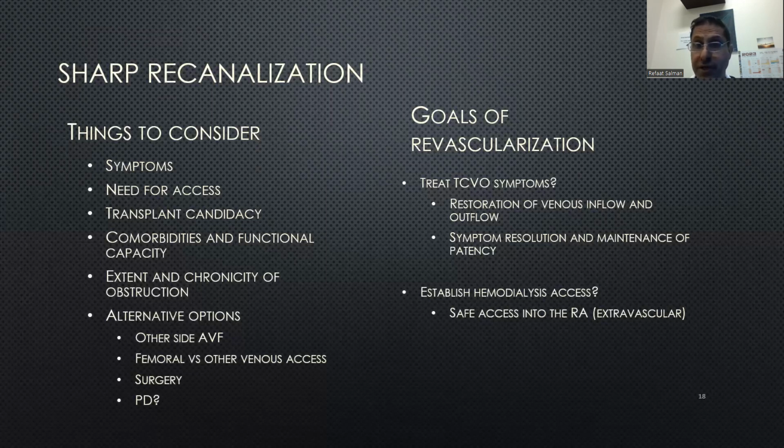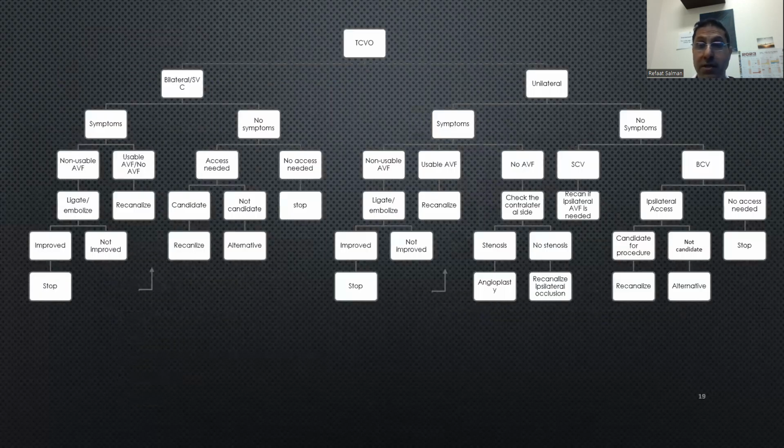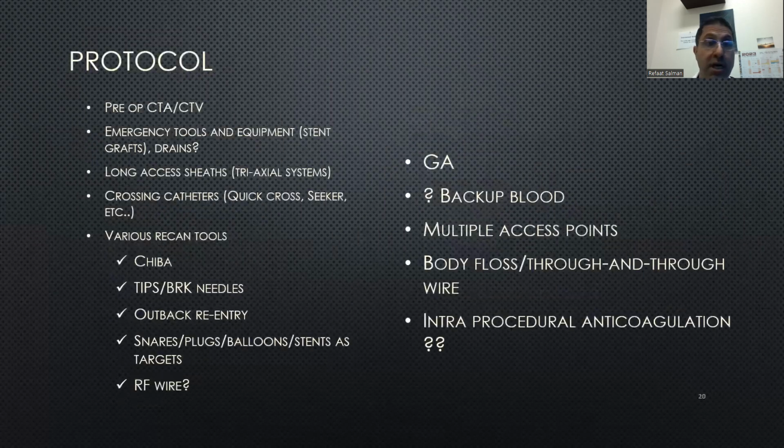And the goals of recanalization are to treat the symptoms first, so relieve the obstruction and grant venous inflow and outflow, maintenance of the patency of the vein, or to establish a hemodialysis access, as mentioned. So this is an illustration of how it's done if you have bilateral or unilateral, and check for symptoms and proceed accordingly.